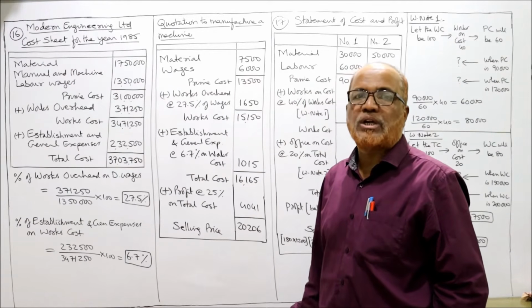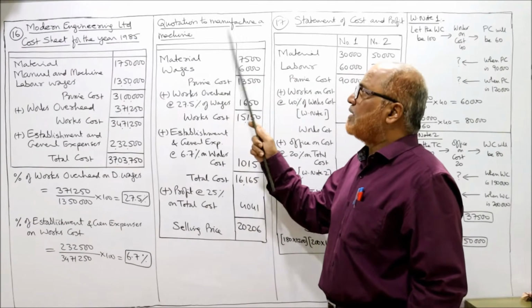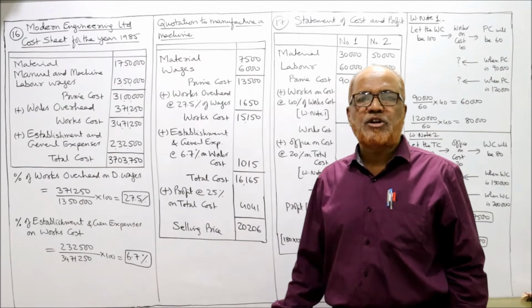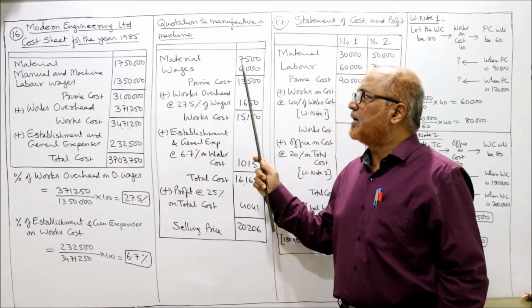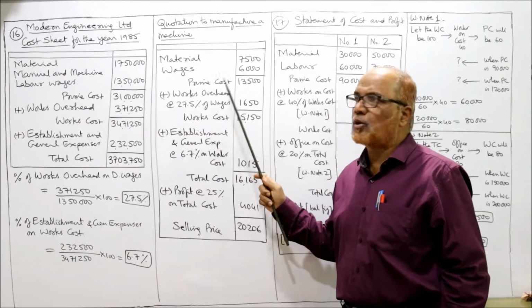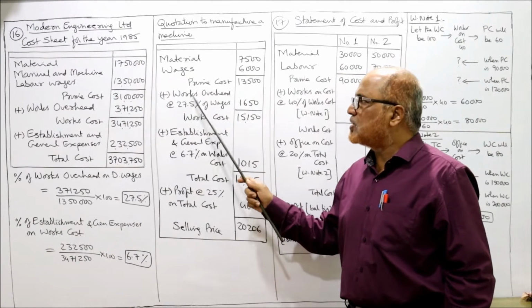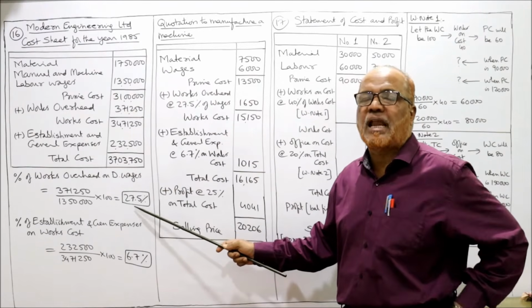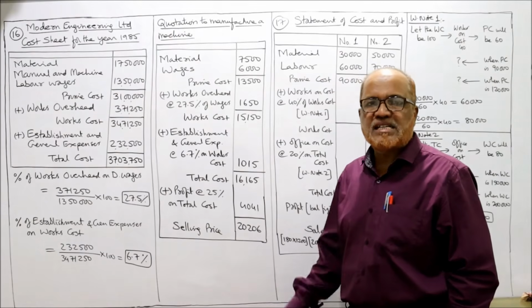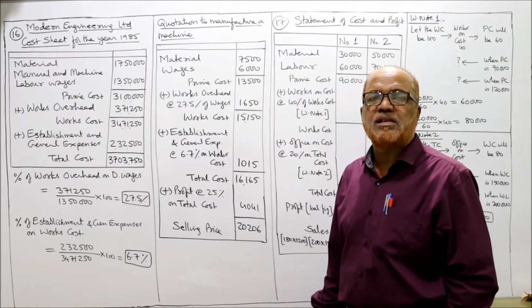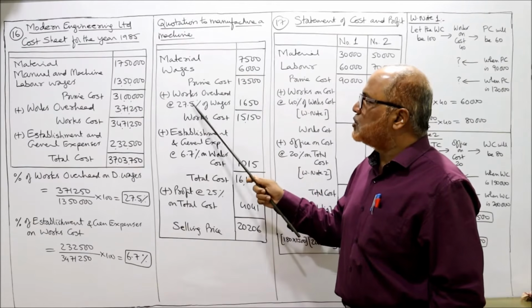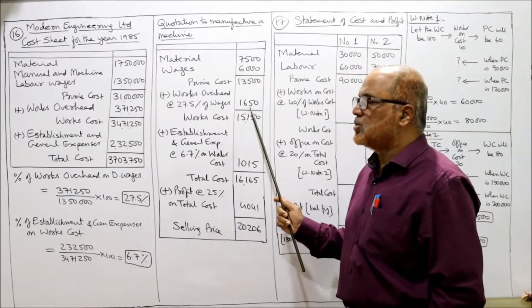Now we have to make the quotation. Quotation to manufacture a machine. Material required 7,500, 6,000 wages, as estimated and given in the problem. The prime cost is 13,500. Works overhead are 27.5% of wages. Already we have calculated this for the last year. So whatever the wages are, 27.5% of that will be the works overhead. So wages how much? 6,000. So 6,000 into 27.5%, you'll get 1,650.